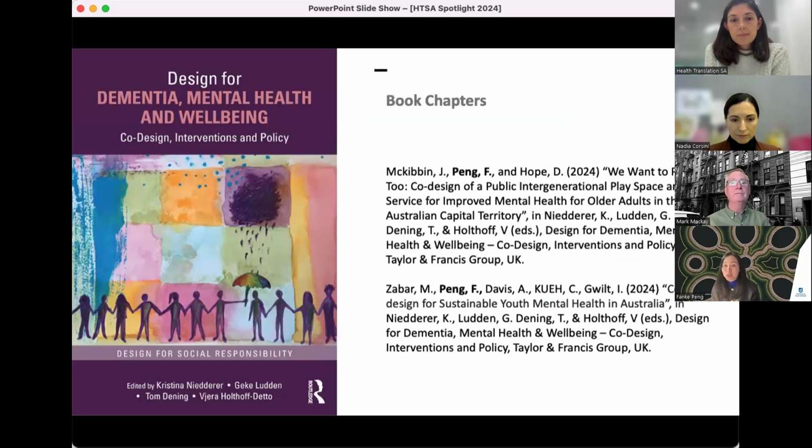If you are interested to find out more, it's called We Want to Play Too, Co-Design of a Public Intergenerational Play Space and Service for Improved Mental Health for Older Adults in the Australian Capital Territory. This is a book I want to mention as well.